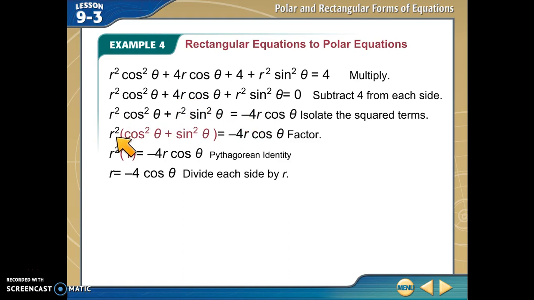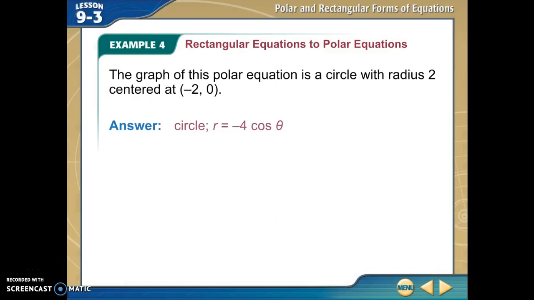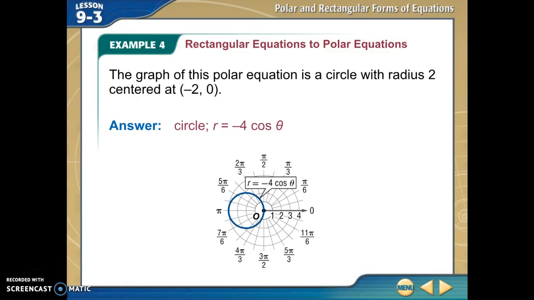We factor out an r squared, and I'm left with cosine squared theta plus sine squared theta, which is our Pythagorean identity, which is equal to 1. So I get r squared equals negative 4r cosine theta. And then if I divide by r, r squared divided by r is r, and I'm left with r equals negative 4 cosine theta. That should be, again, a circle, as we knew it had to be from our rectangular conversion. When we look at the graph, we see that we get a circle that is shifted to the left by 2 in the x direction, which is what we saw with our rectangular coordinates.